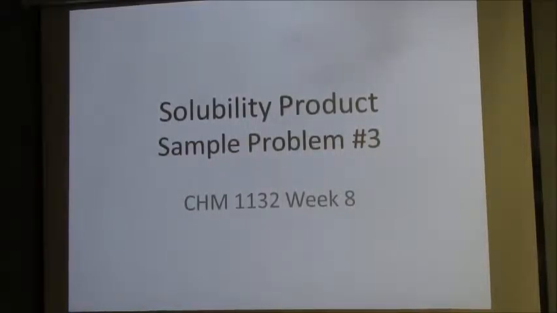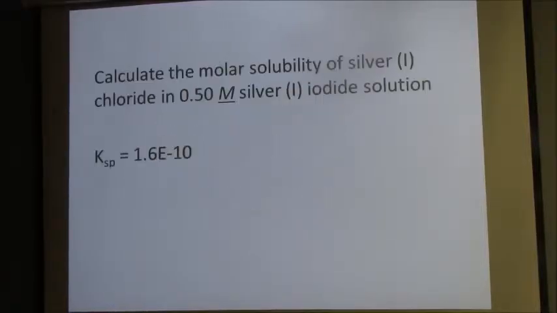The final type of solubility product calculation we're going to deal with this week involves trying to dissolve a salt in a solution that already contains the anion that we're trying to get to dissolve. So in other words, the common ion effect is coming back into the picture. So here's an example. Calculate the molar solubility of silver 1 chloride in a 0.5 molar silver 1 iodide solution.